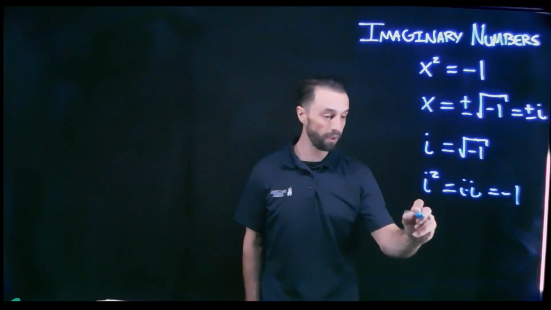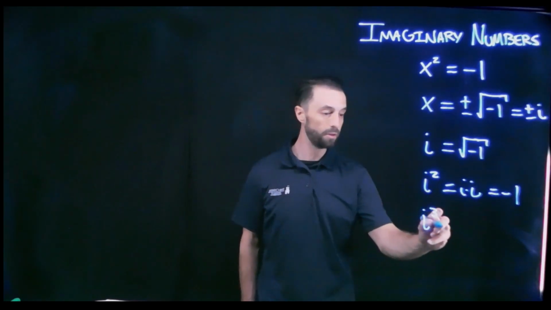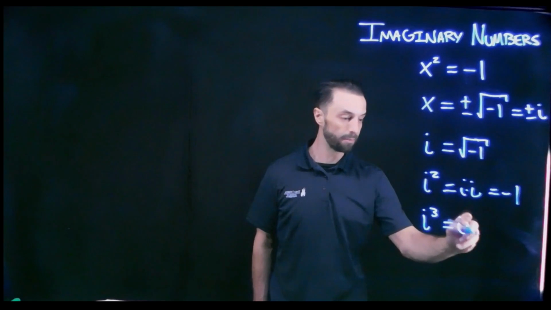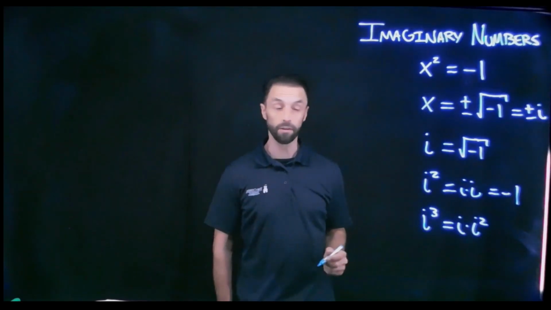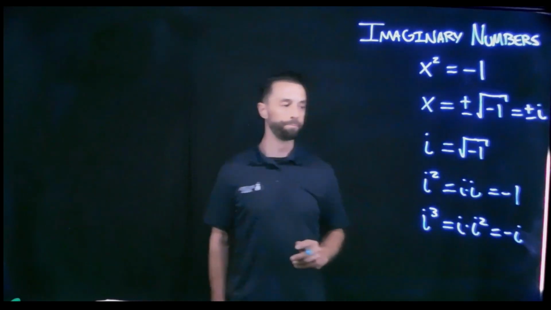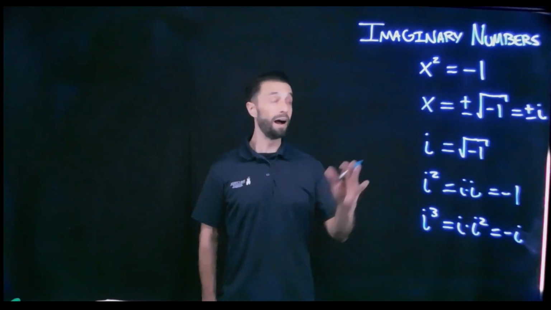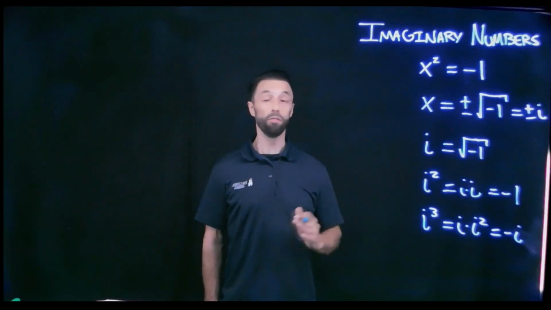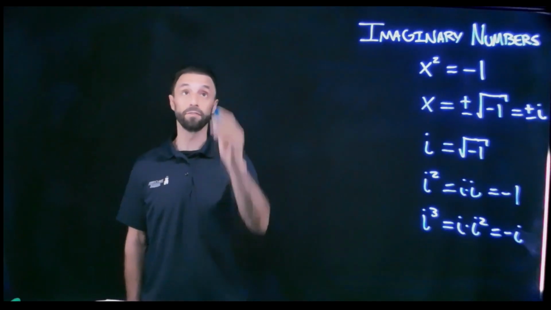And we can continue up to higher powers. i cubed is really just i times i squared. And we know i squared is negative 1. And so this is negative i. Now, imaginary numbers belong to a larger class called complex numbers.